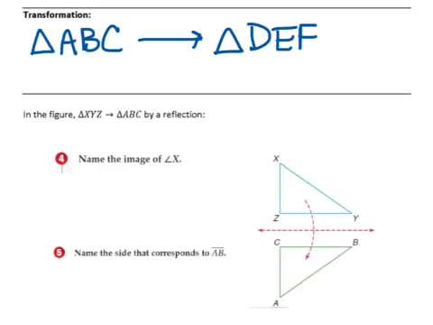So let's look at these examples here. In the figure, it says that triangle XYZ was mapped to, again, that's what this arrow will be used for, triangle ABC by a reflection. So we want to name the image of angle X, meaning, where did angle X go? Well, we could do this two ways. We could look at the diagram. X was clearly mapped to A.